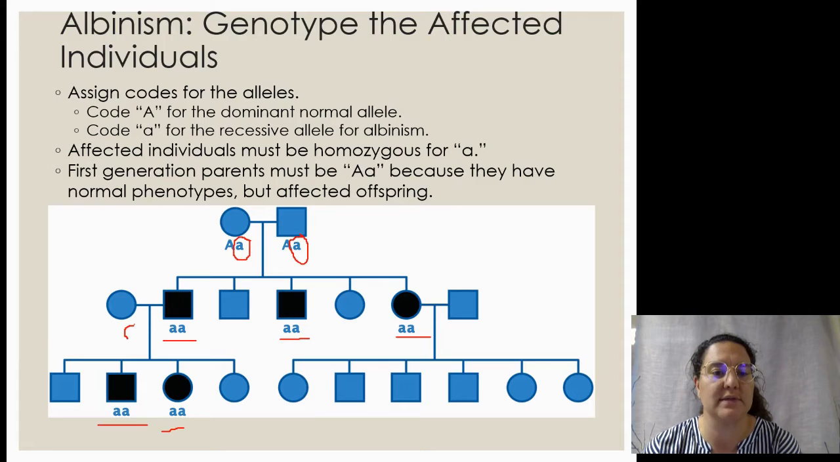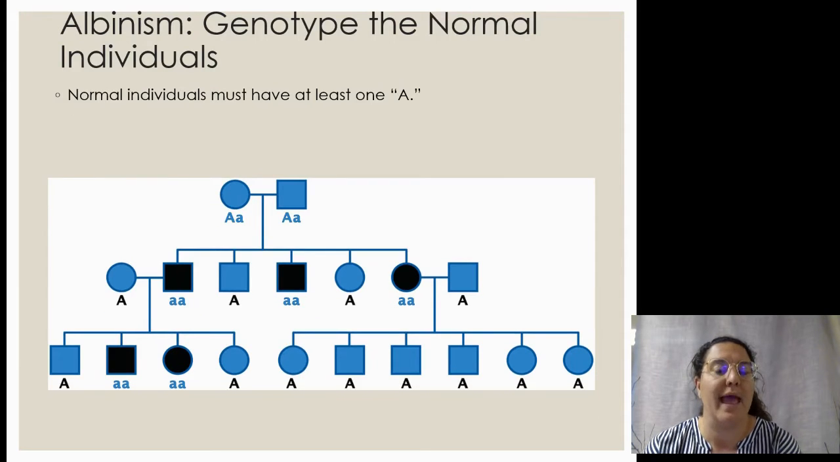So we know that this individual also carries a recessive allele, and this individual also carries a recessive allele. So we know that they must be heterozygous because they have affected children. As well, and I'm just going to put in those lowercase a's here.